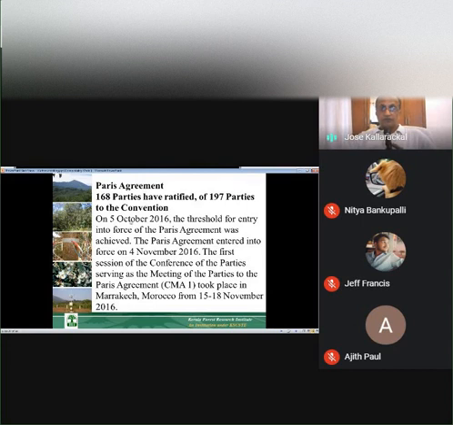On 5 October 2016, the threshold for entry into force of the Paris Agreement was achieved. The Paris Agreement entered into force on 4th November 2016. The first session of the Conference of Parties, serving as the meeting of parties to the Paris Agreement, took place in Marrakesh, Morocco, from 15 to 18 November. So it is an agreement which was formed in 2016 for establishing another mechanism for reducing carbon dioxide.